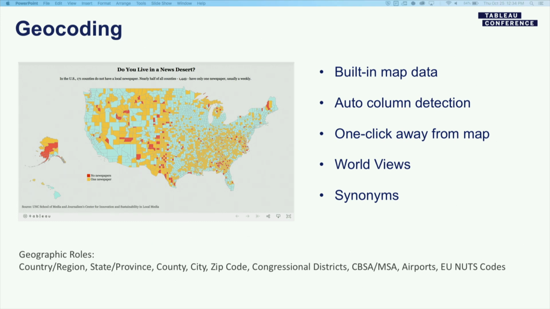So in addition to that, there are three more geocoding-related features that aren't talked about a lot. One of them is called worldviews. The other one is synonyms, and the last one, which is partially related to geocoding, is called custom territories. So first, let's talk about worldviews.